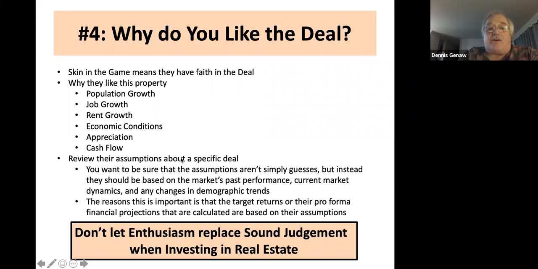Understand what their assumptions are. We talked about some of those already with regards to concessions and rents and cap rate at the sale date as opposed to cap rate at the purchase date. Make sure that they're not just making guesses. Make sure they put some thought into it, and they've been able to convince you that there's been a process behind their assumptions so that they're grounded in something other than just a guess.